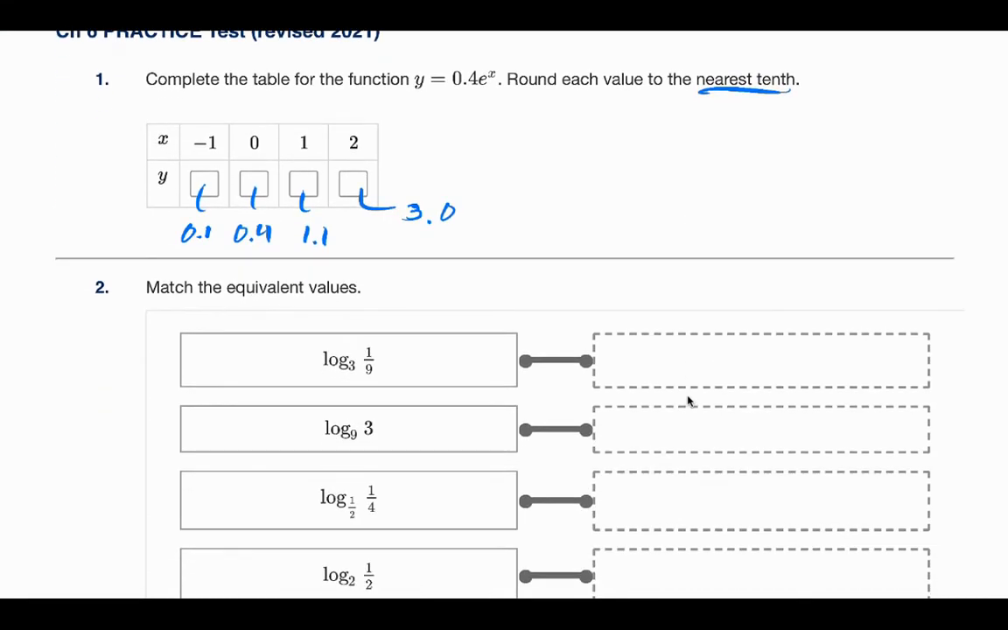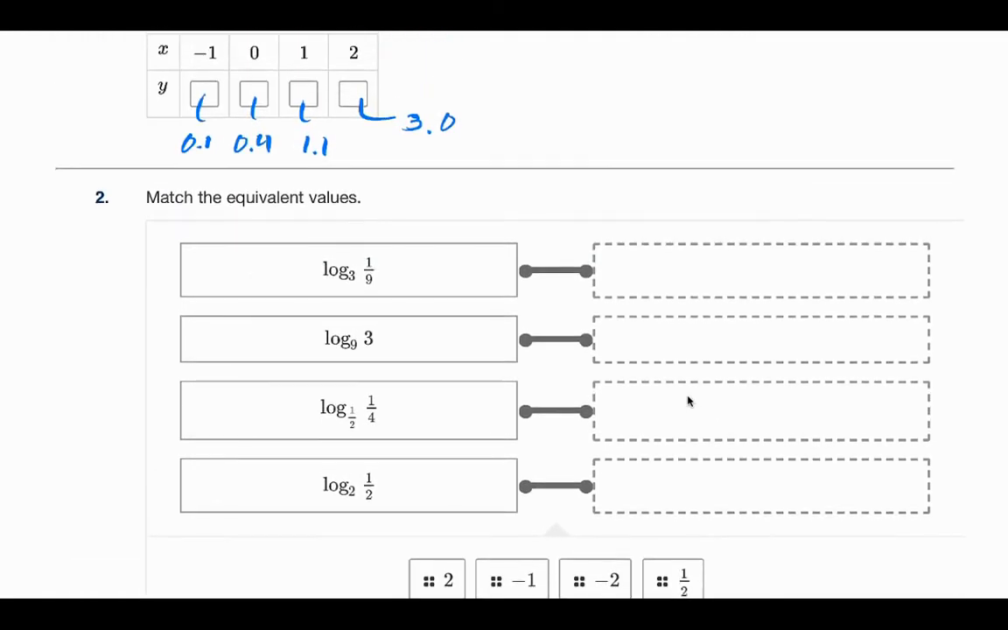Okay. Number 2, it says match each of the equivalent values. So that means you're going to take those numbers at the bottom and plug them into the right ones. Let's just start with the first one here. We want to find log base 3 of 1/9. Remember, we can write this as equal to x, and then this base raised to this power equals this. So this base, 3, raised to the x power, is equal to 1/9.